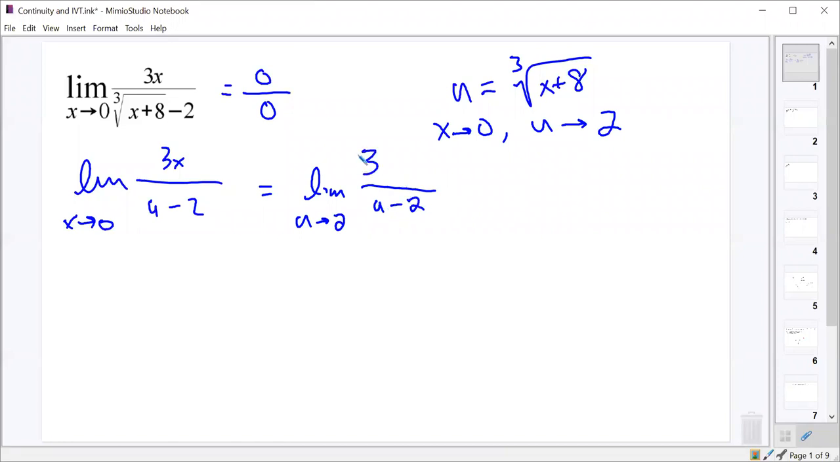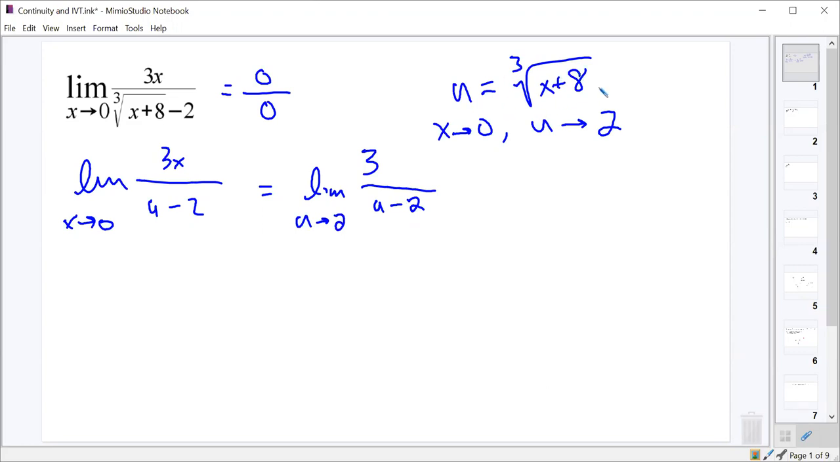3x, right? But the x is going to be a problem. If u is approaching 2, and it's got a u in the denominator, we need to have some u's in the numerator too, probably, right? So what does x equal in terms of u? u cubed minus 8. Exactly.